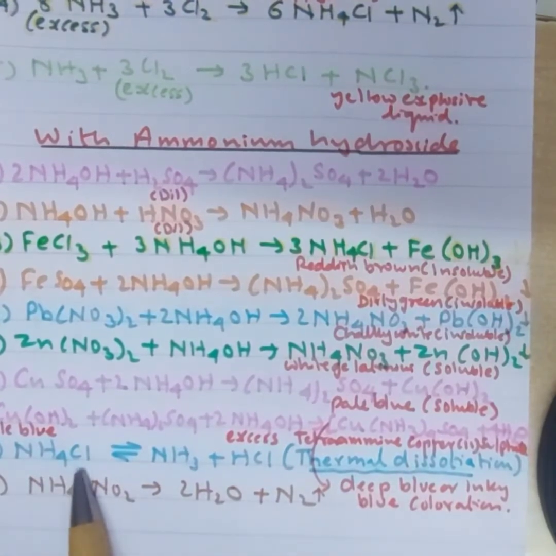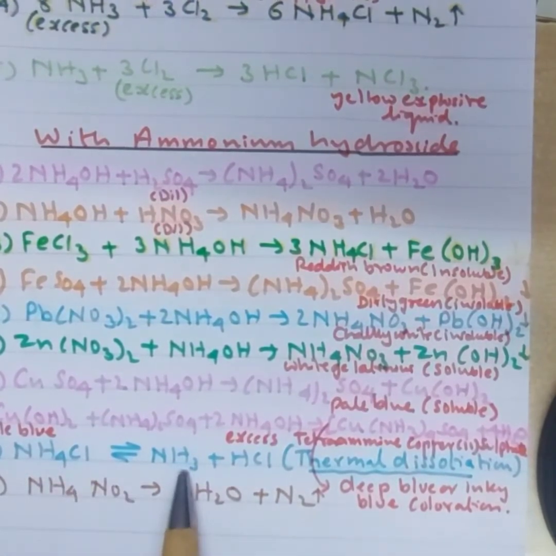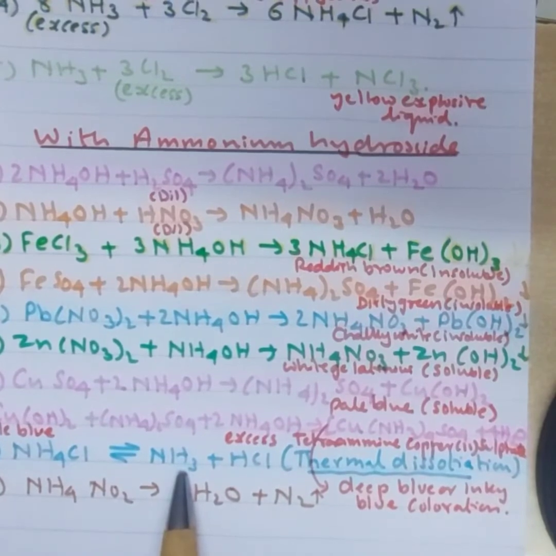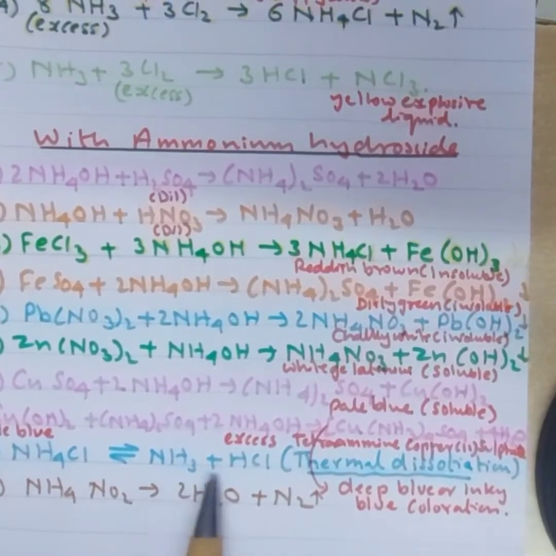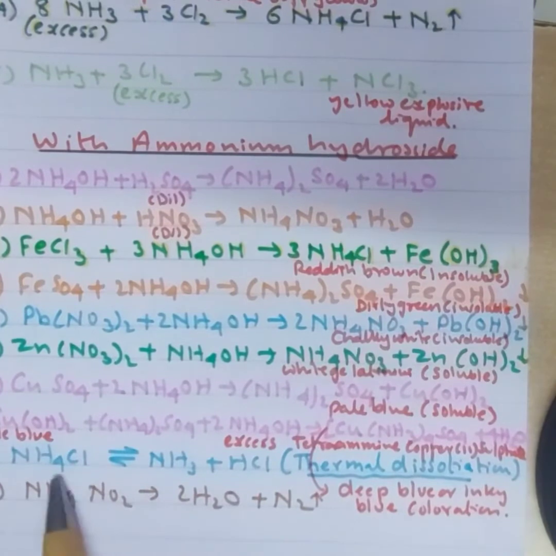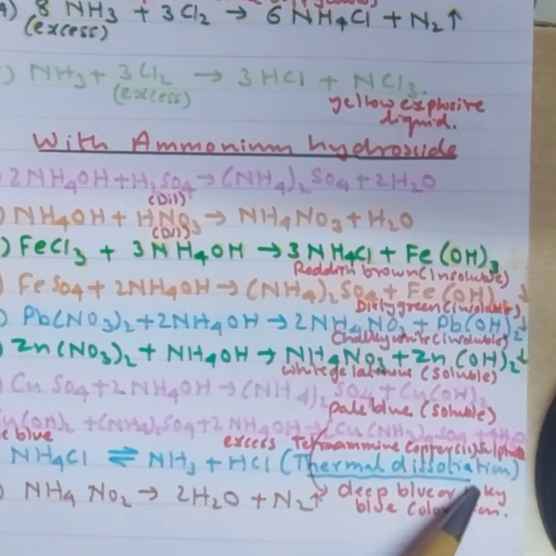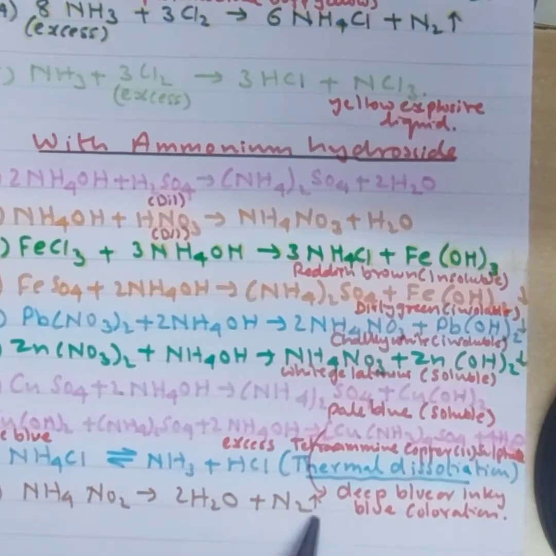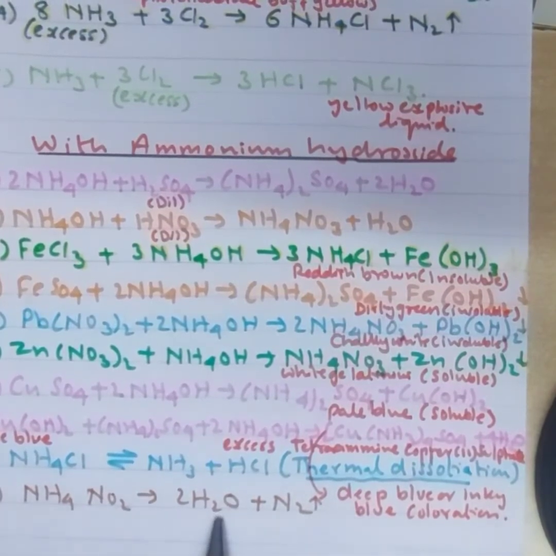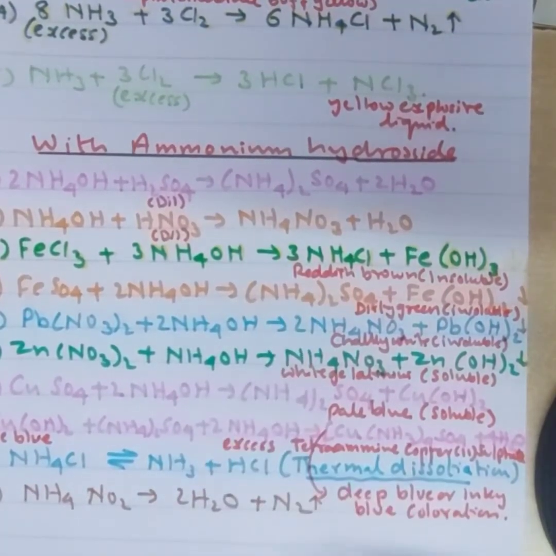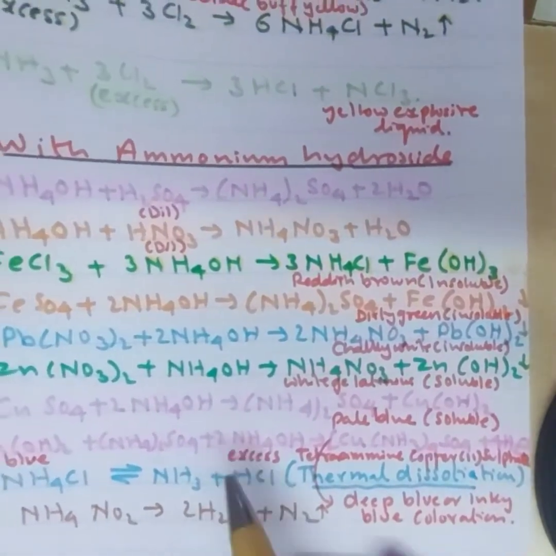Now ammonium chloride, when you heat it, it's a reversible reaction, gives you ammonia plus hydrochloric acid. This dissociation is thermal dissociation. Ammonium nitrate, when you heat it, you get nitrogen plus water. So that gives all the important reactions of ammonia.